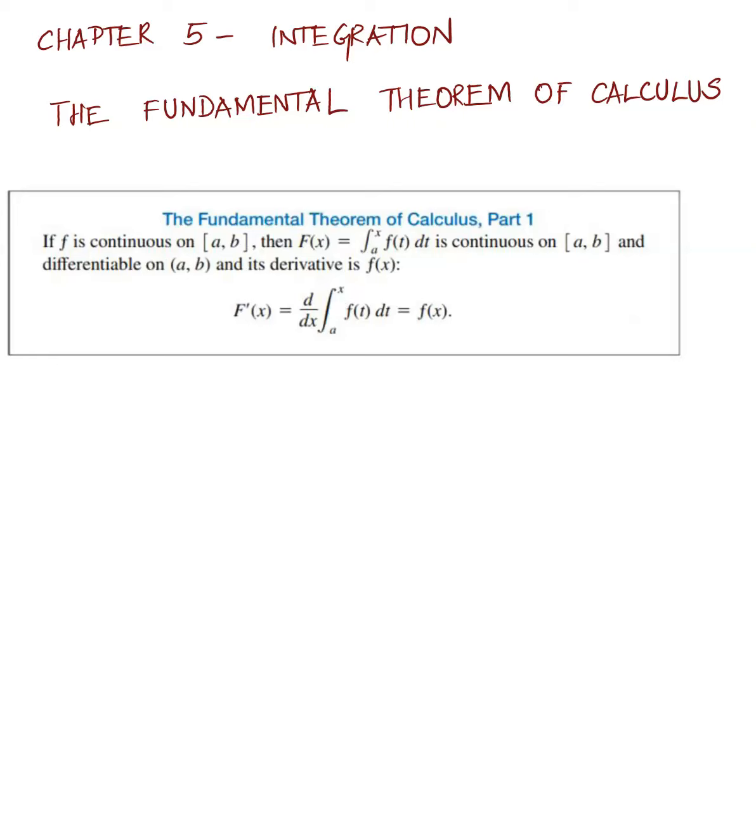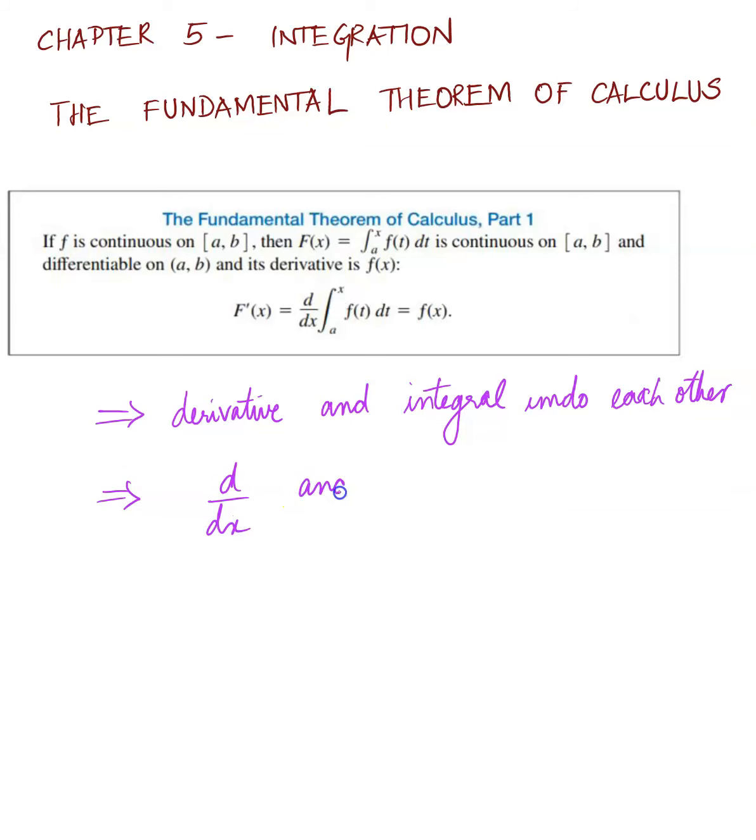Okay, so to put it very bluntly, you can simply say this implies derivative and integral undo each other, right? That's what we see here, in terms of notation and symbol. So the prime notation and the integral.